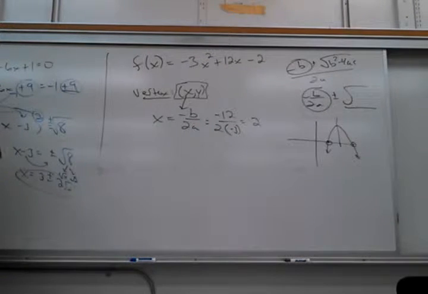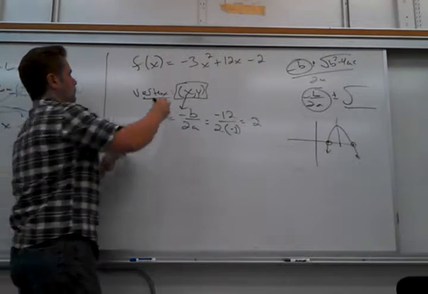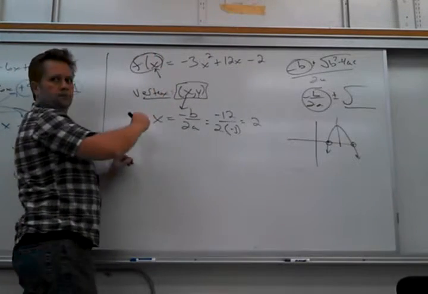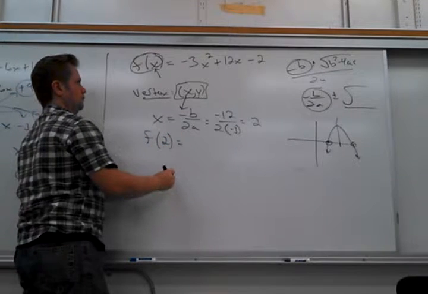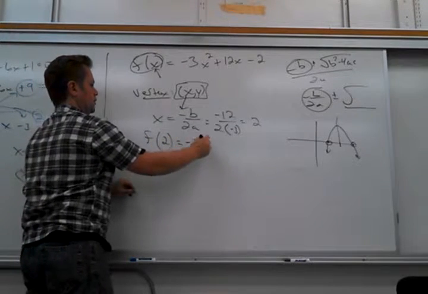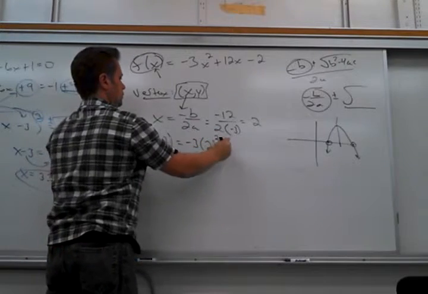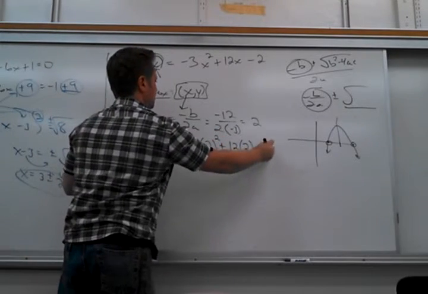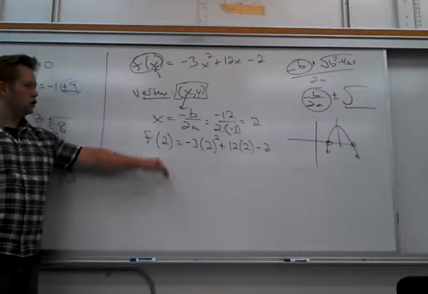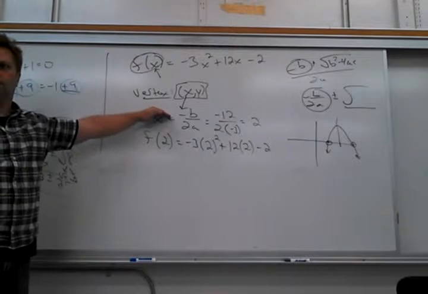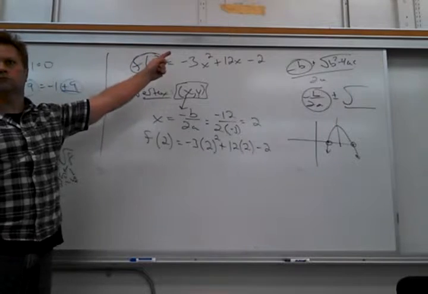How do I figure out what the y piece is? With the minus 2. Yeah, you plug it back in. This is y, right? So what's f of 2? Negative 3 times 2 squared plus 12 times 2 minus 2. Just plug it back in. Once you know x, no matter where you got it from, to get y, you plug it in.